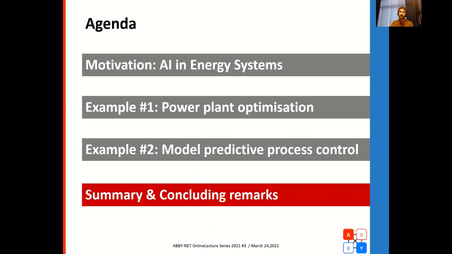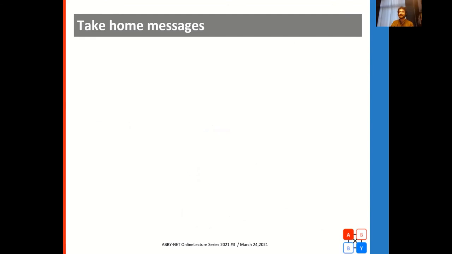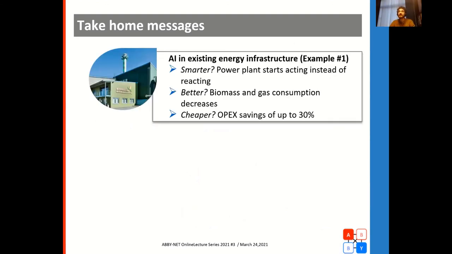I would like to finish now with a short summary of what we tried to discuss so far. And maybe let's come back to our title, which was a bit interesting because we asked ourselves: are they smarter, better, and cheaper, AI in energy systems? When looking at existing energy infrastructure, with the example of what Thomas told us, AI is actually a means to make those infrastructures smarter, because the power plant now starts acting instead of just reacting. Is it better now? Well, one could say yes, because the biomass and gas consumption in this plant decrease. And is it cheaper? Thomas' calculations showed us that OPEX savings of up to 30% are possible.